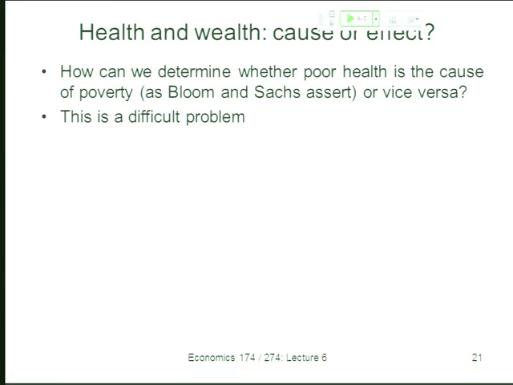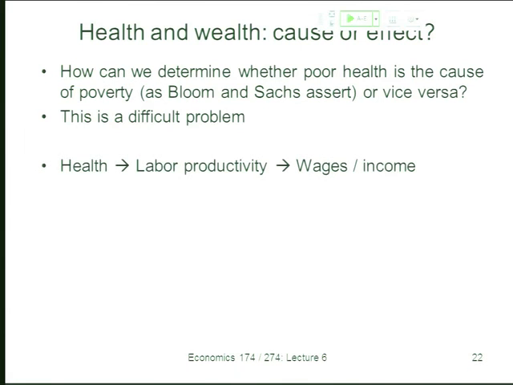So this is a very difficult problem. Why is it difficult? Well, you might think, and this is implicit in Bloom and Sachs' story, that at first it's straightforward. People that are sick are unproductive. If you're weak, you're sick, you have malaria, you have fever, very high morbidity, you're just not going to be as well off. You just can't work as hard, you can't work as effectively.